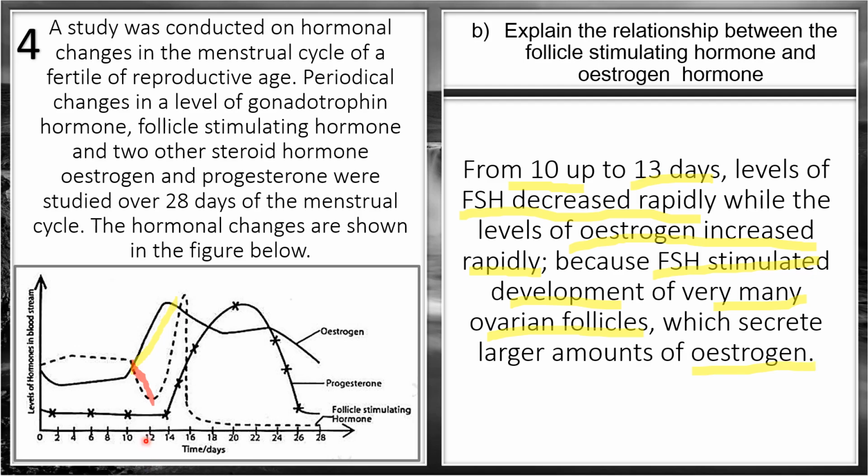So we can see that from the 10th day, there was high production of estrogen because the follicle-stimulating hormone had stimulated the development of very many ovarian follicles, which secreted a large amount of estrogen, which led to the very fast rise in the estrogen level and then the decrease in the follicle-stimulating hormone.